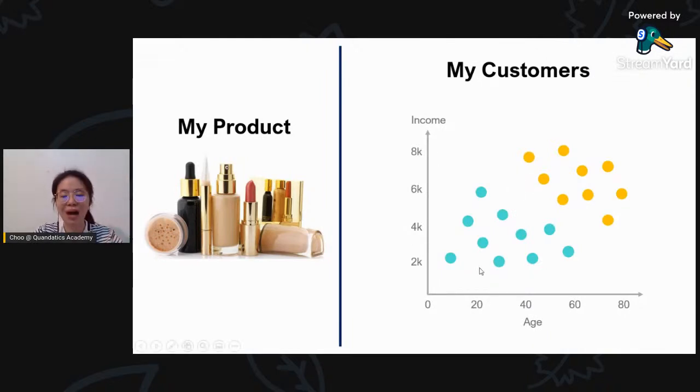Within the cluster, we want it to be similar. Between the clusters, we want it to be different. Okay, so this is basically some of the techniques in machine learning used for customer segmentation.